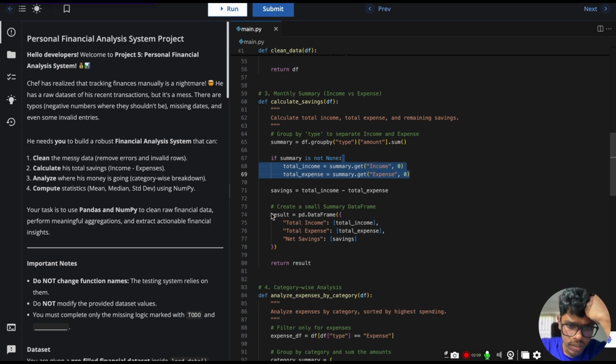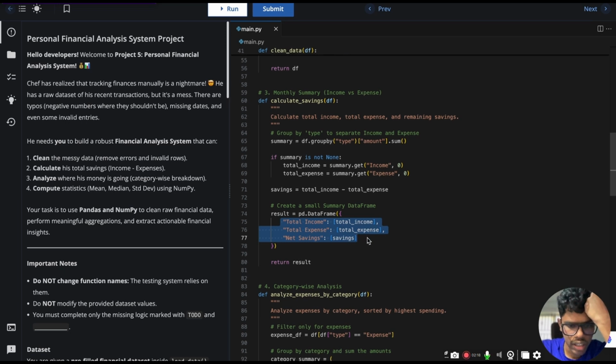After that we have the pd.DataFrame. So total income, total expense, and net savings, all these three things we'll be mentioning here. From all these values we're extracting, we'll be mentioning that here.